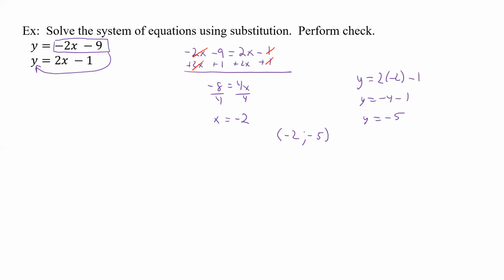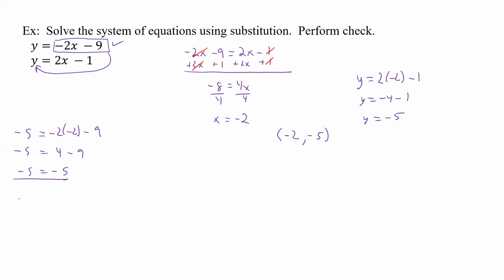Now, is it truly that? Well, I don't know. Let's plug it in. So y, negative 5, equals negative 2 times negative 2 minus 9. So negative 5 equals, well, that's going to be a plus 4 minus 9. And negative 5 equals negative 5. That's true, so it works there.